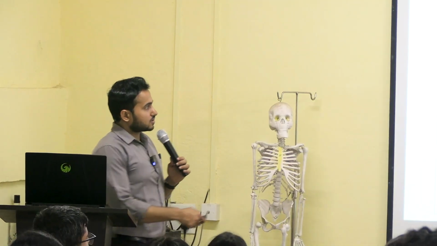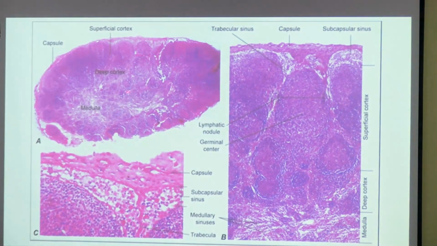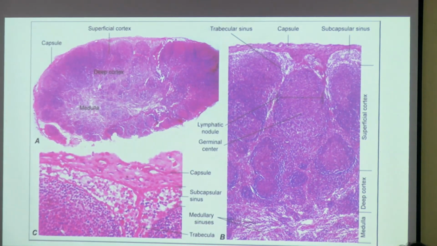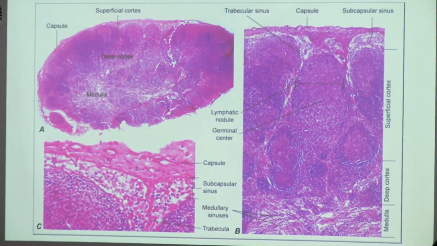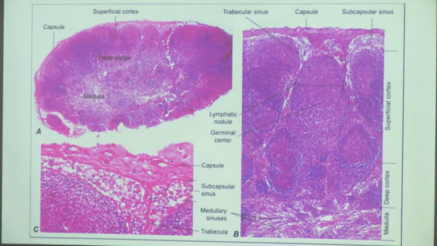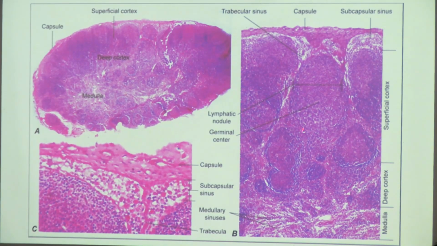Another image is there. This is a high magnification image. The previous one was a low magnification image. What I showed before was a schematic diagram, a drawable diagram. Now this is the actual image. This is high magnification, this is low magnification, this is average. So what is visible here? First look, the capsule is visible, below it the subcapsular sinus is visible, and the trabecular sinus is visible.